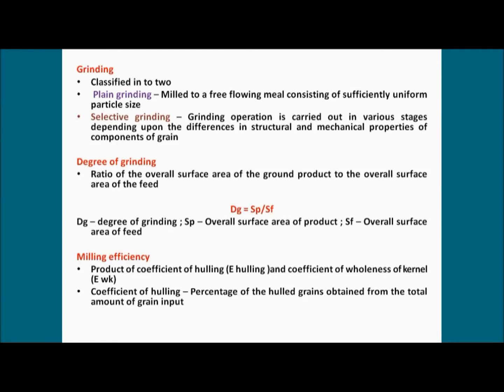Suppose we have put in grain of equivalent weight of 1 kg. Now the percentage of the hulled grain that is obtained. Suppose we have obtained grain of half a kg. So this is the coefficient of hulling.